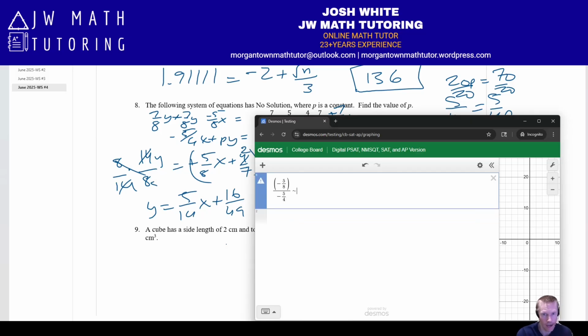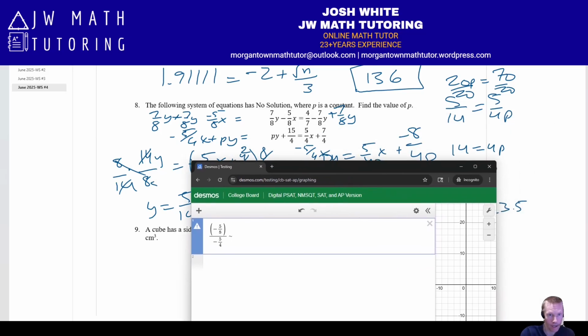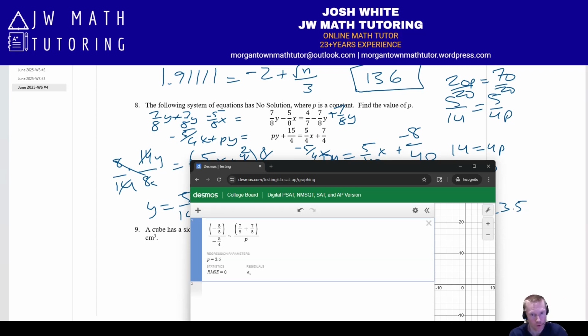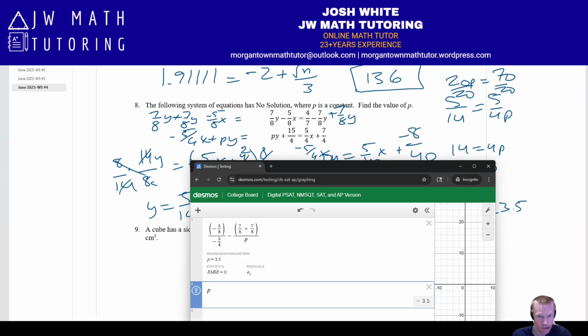All right, now on the right side, we need the y coefficient from the top, which would be 7/8, and we can just leave it entirely like that. And then on the bottom, the y coefficient is just p. So once we type this all in, notice we get 3.5. Again, you could type it down here, 7/2, 3.5, same thing. Okay, so this is how you could do the problem entirely in Desmos.